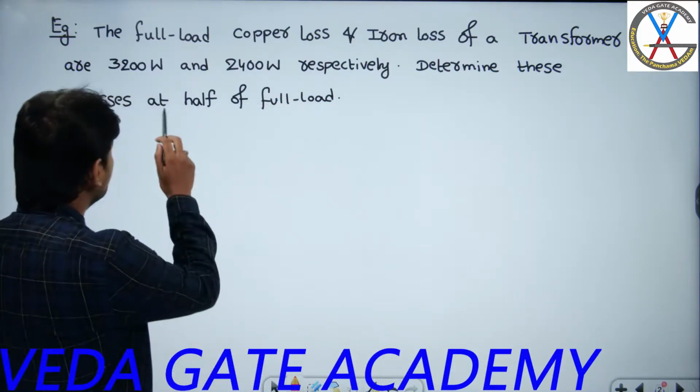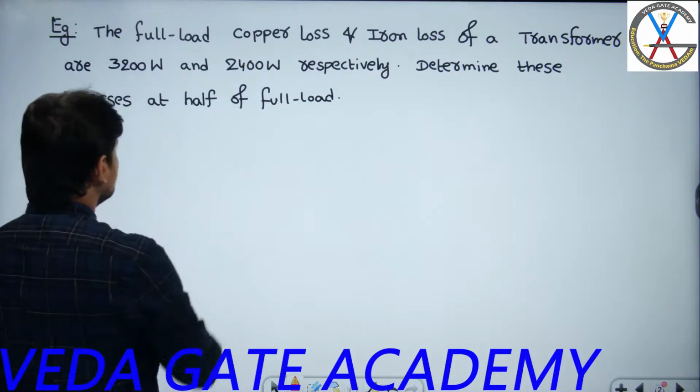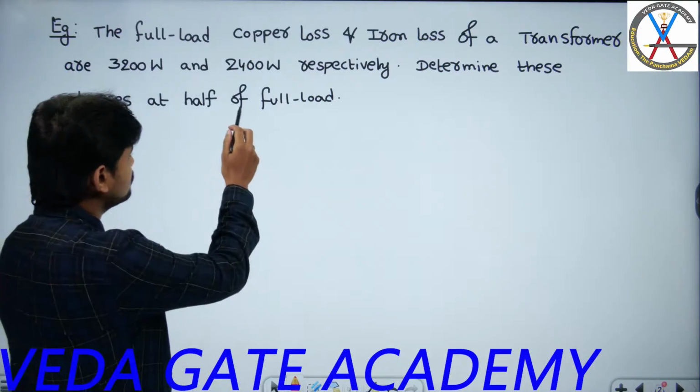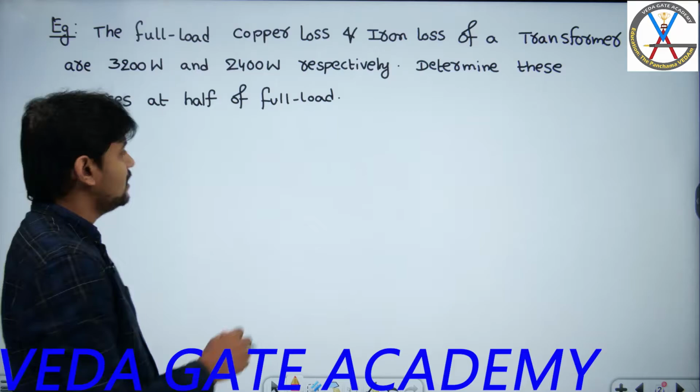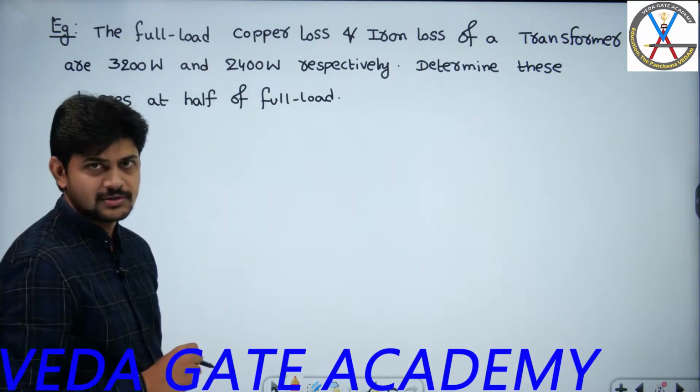So what is the question? The full load copper losses and iron losses of a transformer are 3200 watts and 2400 watts respectively. Determine these losses at half of the full load. That's it. A very simple question, right?